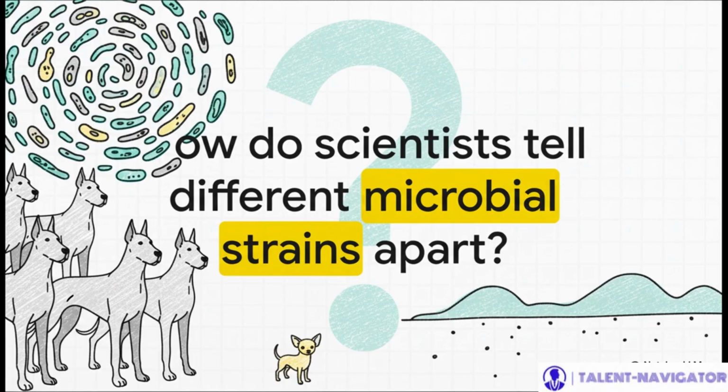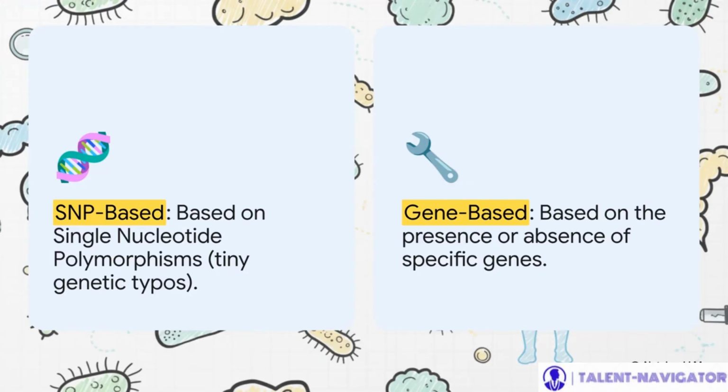Which, of course, leads to the next big question. When you're staring at a sample with trillions of bacteria, this massive sea of genetic information, how on earth do you tell these different microbial breeds apart? How do you find that one specific Chihuahua in a park full of Great Danes? What's so cool about this is how it breaks down the two main detective methods scientists use.